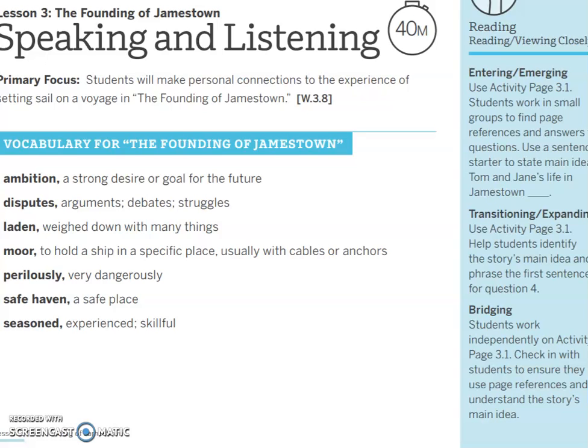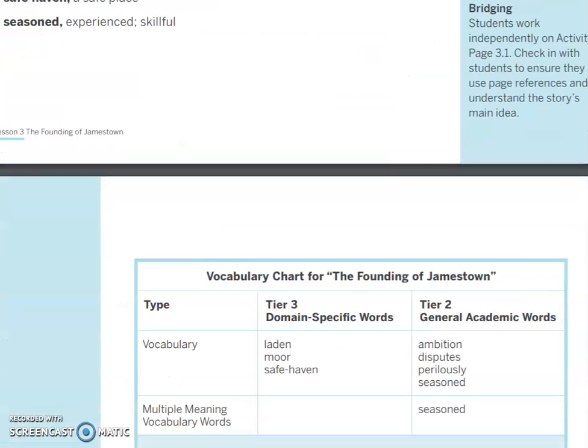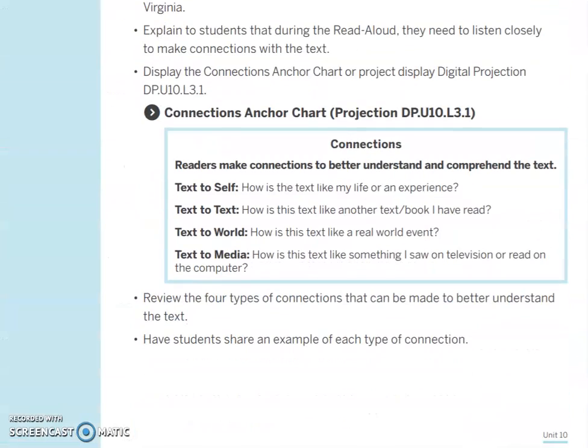Hi, boys and girls. We are on lesson 3 today, the founding of Jamestown. Our focus today is going to be making personal connections with our text. So you're going to be rereading parts of our text and you are going to have to make some personal connections. So let's just go over that just a little bit.